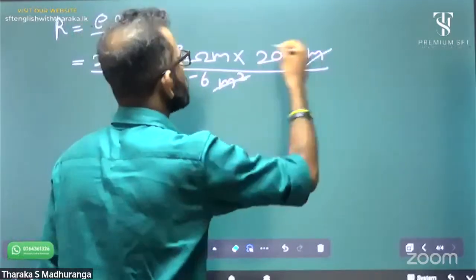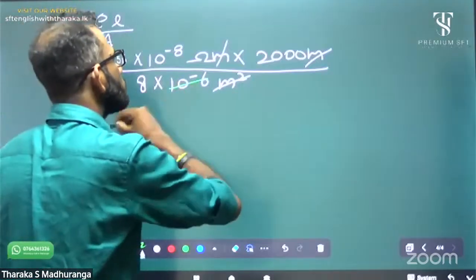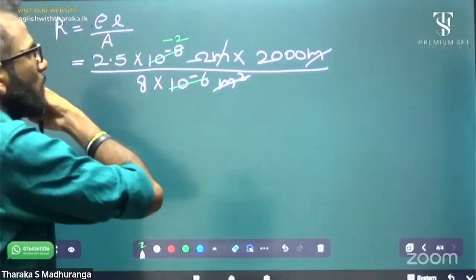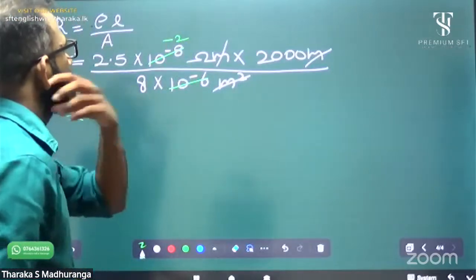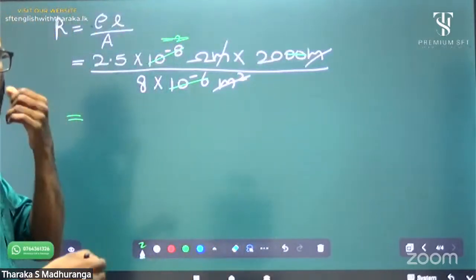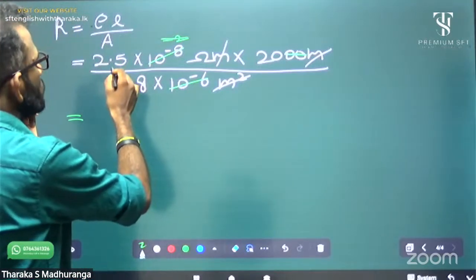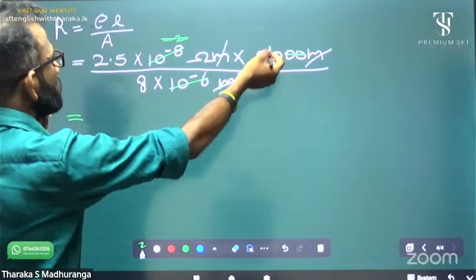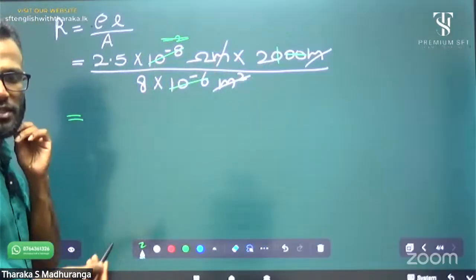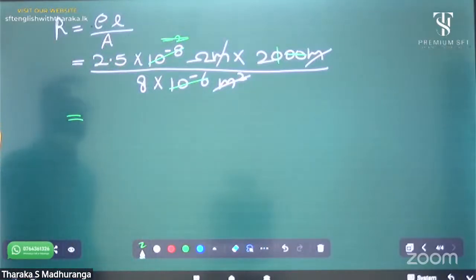Now square meter and square meter cancel out. 10 to the power minus 6 and 10 to the power minus 8 cancel out, minus 2 remains. Now the minus 2 and the 2 zeros cancel out. 2.5 into 2.5 becomes 25, remove this zero as well, 25 into 2 is 50 over 8. 50 over 8.